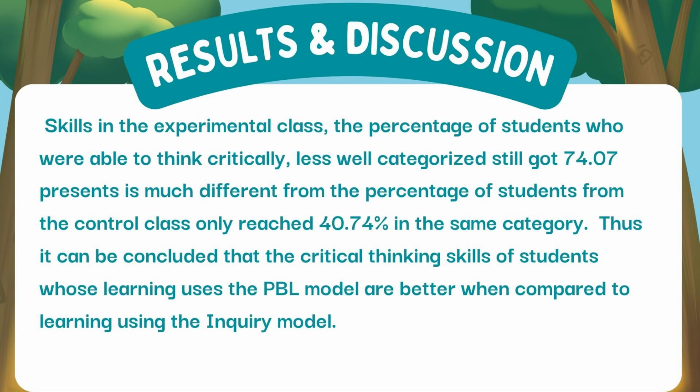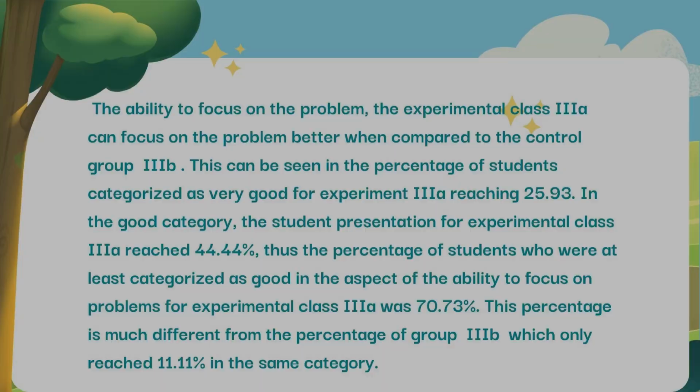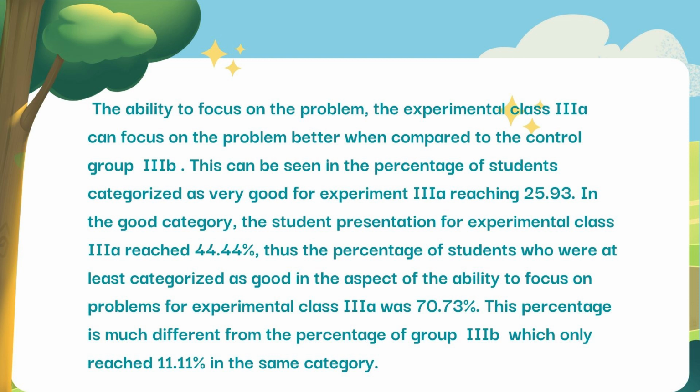Skill in the experimental class, the percentage of students who were able to think critically is good, 74.7%. This is much different from the percentage of students from the control class, which is only 40.74% in the same category. Thus, it can be concluded that the critical thinking skill of students whose learning uses the problem-based learning model is better when compared to learning using the inquiry model. Next, the ability to focus on the problem.